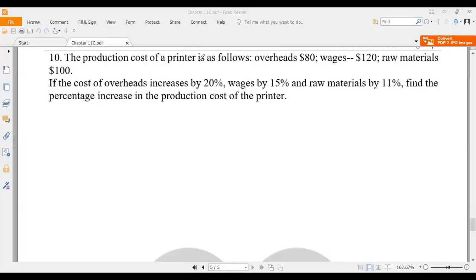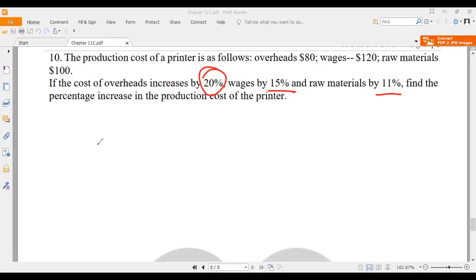Now, question number 10. Question number 10 says, the production cost of a printer is as follows. Overhead, $80. Wages, $120. Raw materials, $100. If the cost of overheads increases by 20%, wages by 15%, raw materials by 11%, find the percentage increase in the production cost of the printer.